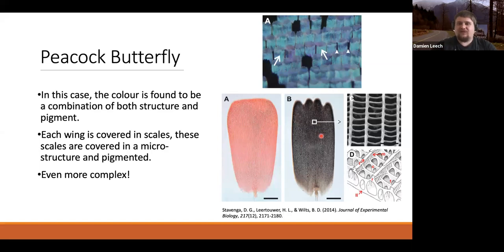So what happens is the light comes in, it's scattered by these complex structures, and then the pigment absorbs a little bit of it, and it kind of kicks out what's left. And what's left is these really sharp colors. You know, there's the red, the black, the blue that you can imagine on the peacock butterfly. So again, even more complex.